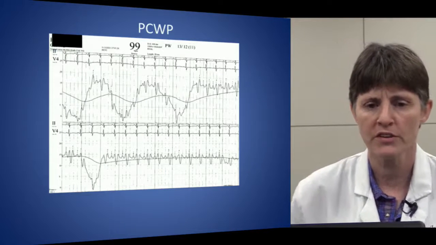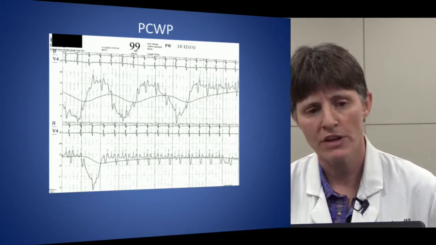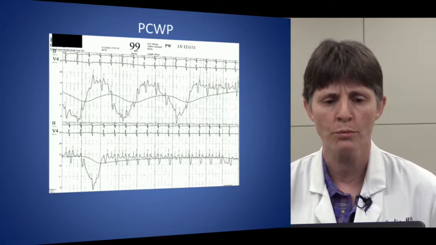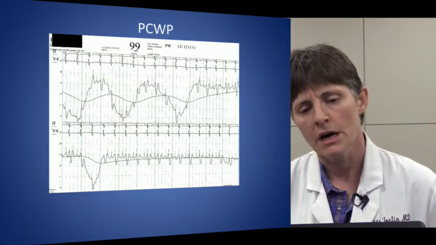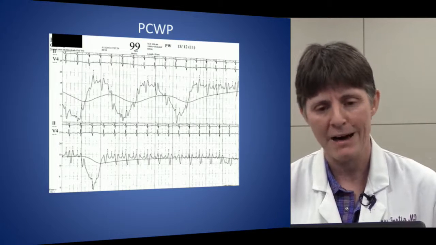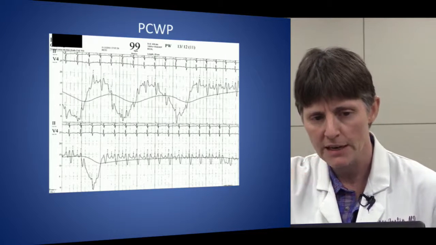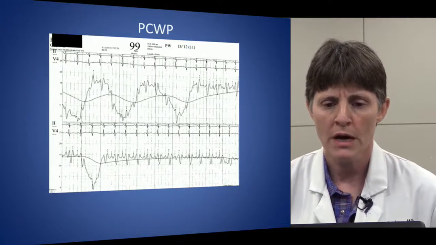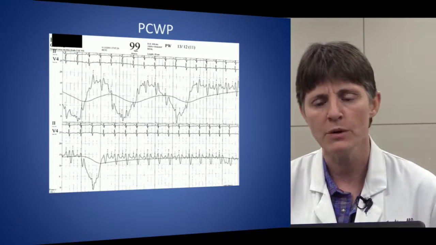Another wedge tracing, and this person, again, had a lot of respiratory variation. Again, the wedge is not too high, so this is more of a normal wedge pressure. He nicely had a little bit of apnea in the bottom tracing, and it kind of leveled out for us, and so maybe we'd call this wedge about 12 or so. And you can see small A and V waves.